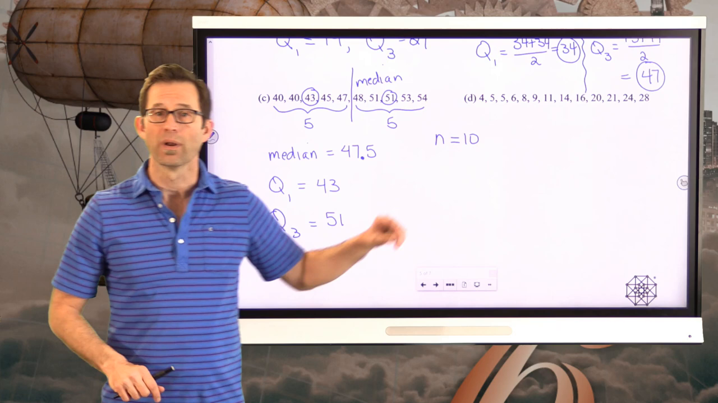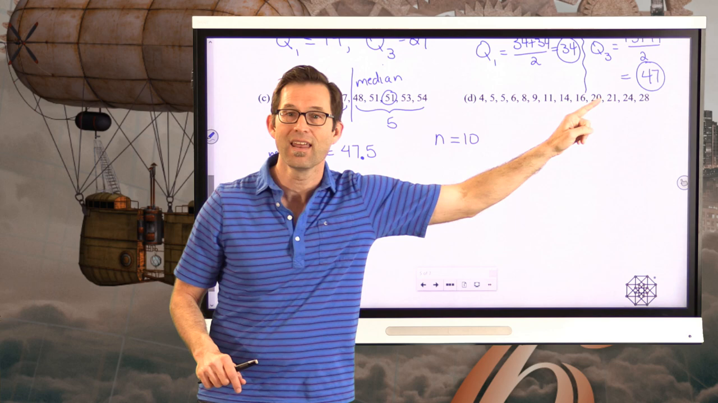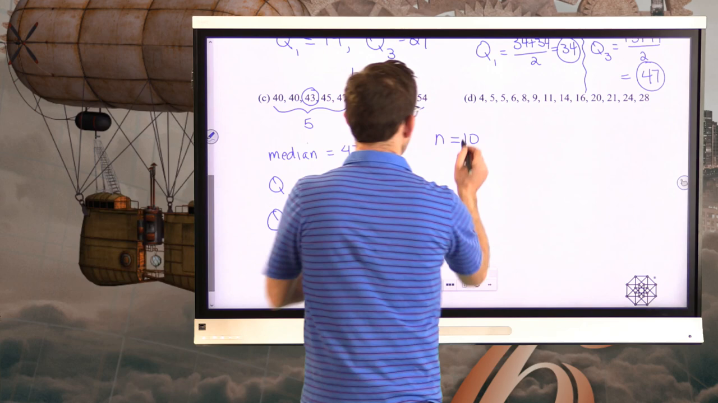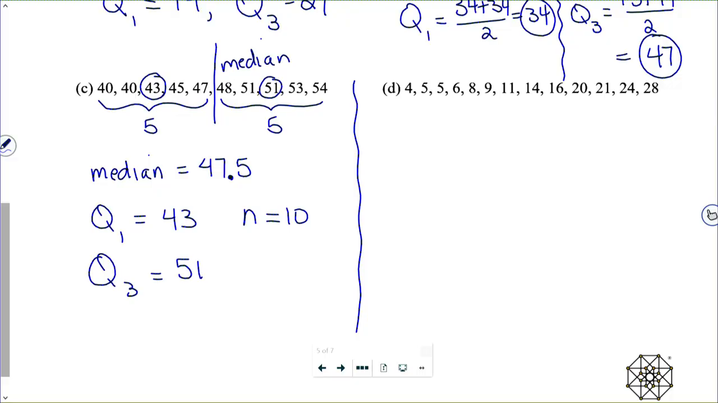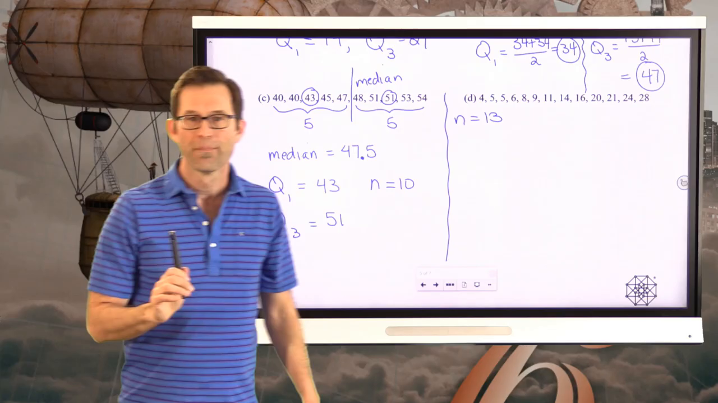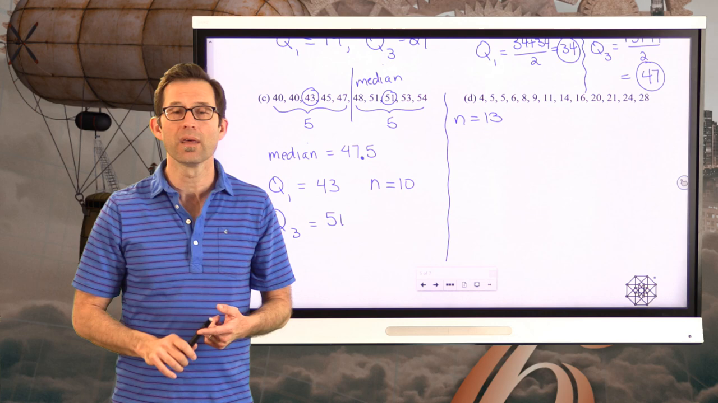1, 2, 3, 4, 5, 6, 7, 8, 9, 10, 11, 12, 13. 13 values. Let's just move this over here. What I'd like you to do, pause the video, see if you can identify the median and the first quartile and the third quartile.